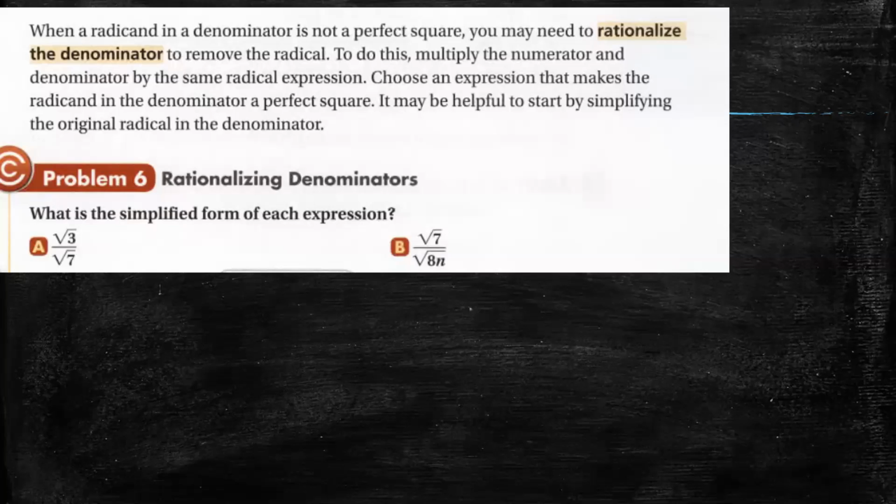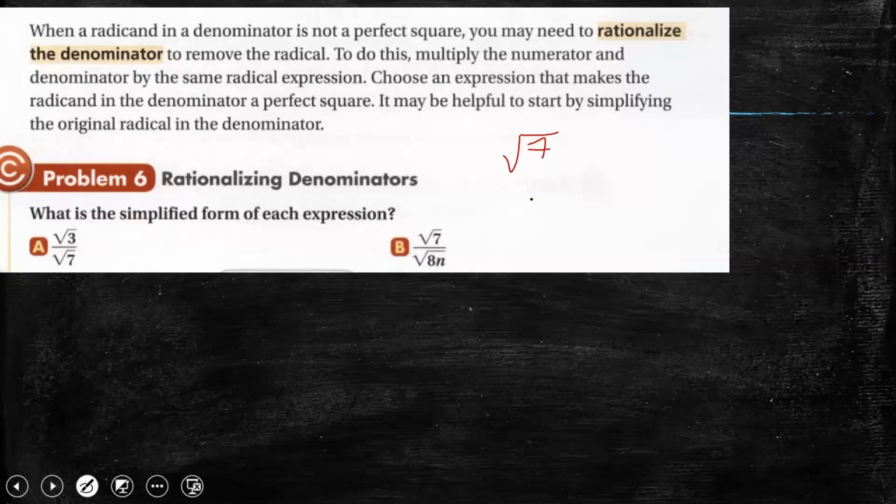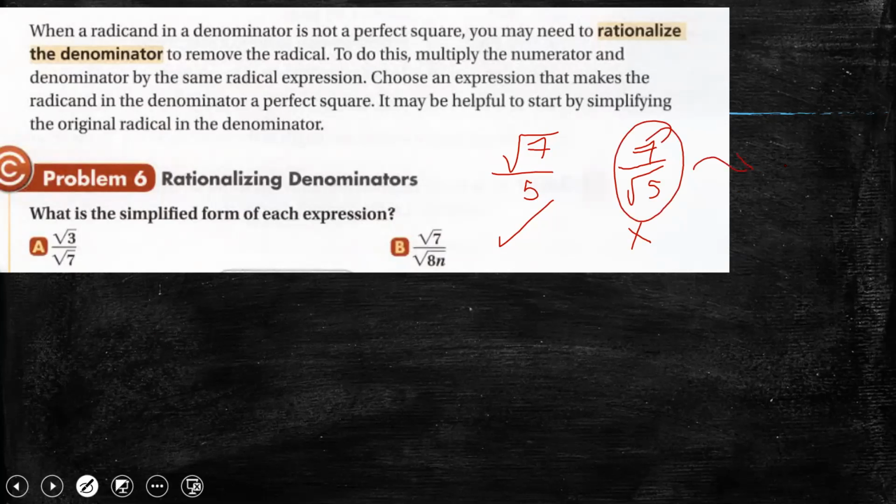As you remember from before, if you have the square root of 7 over 5, this is a simplified one. But if you have 7 over the square root of 5, this is not the simplified one. Today I will show how we can make this not simplified one into a simplified one.